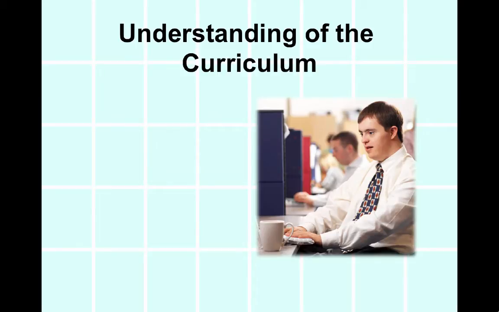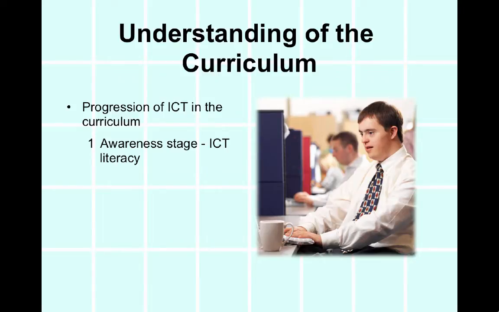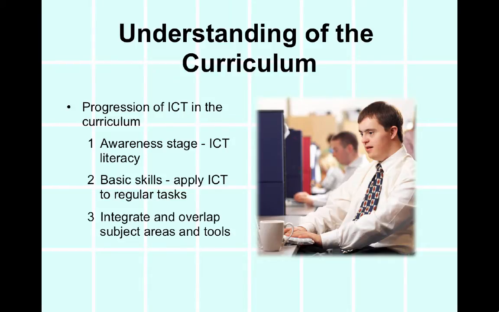Next is the understanding of the curriculum. This is the progression of ICT in the curriculum. Number 1, the awareness stage, ICT literacy. Number 2, basic skills, applying ICT to regular tasks. Number 3, integrate and overlap subject areas and tools, vocational use of ICT.